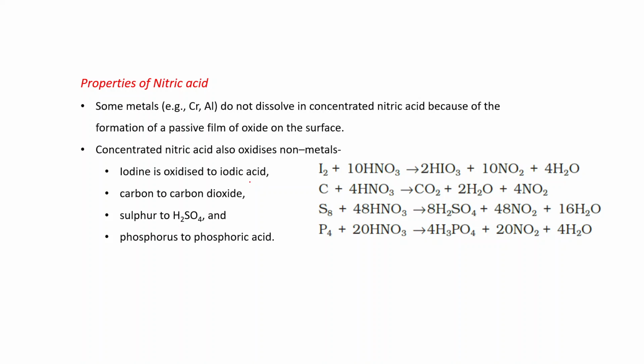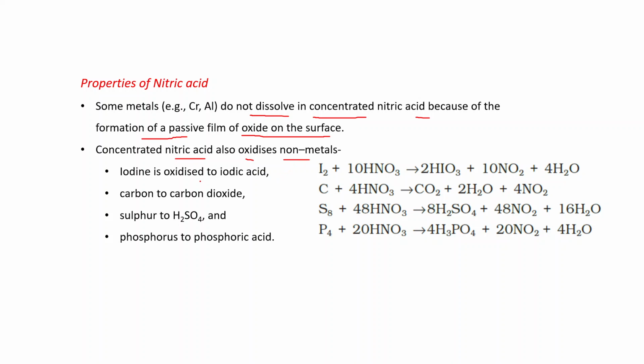Some metals, for example chromium and aluminium, do not dissolve in concentrated nitric acid because of the formation of a passive film of oxide on the surface. Actually, aluminium oxide and chromium oxide are deposited on the surface of aluminium and chromium respectively, and this aluminium oxide and chromium oxide is passive towards the reagent.